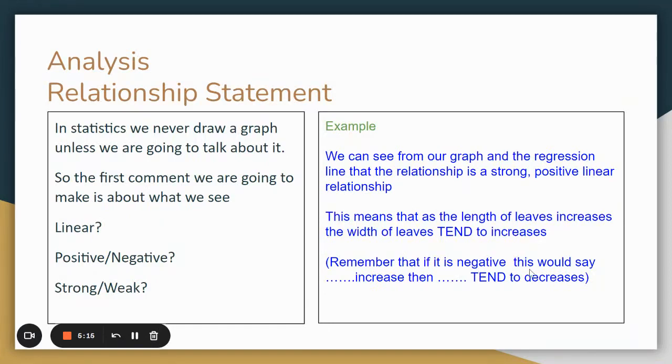Remember that if it's negative, you'd say it this way round. So this would say, as the length of leaves increase, then the width of leaves tend to decrease, which doesn't make sense because that's not true in our picture, but that's the words that we'd use to write it.